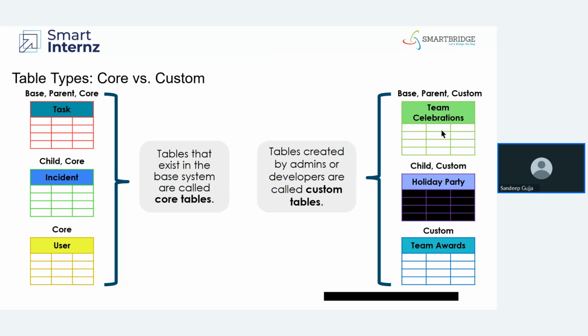Coming to team celebration, we also call that a base table because it is not extended from any other table, but it is being extended and used as a parent for the holiday party. So, did you get the clarity on how we call the base table, the core table, the custom tables, and how we differentiate the extended table, parent table and child table?